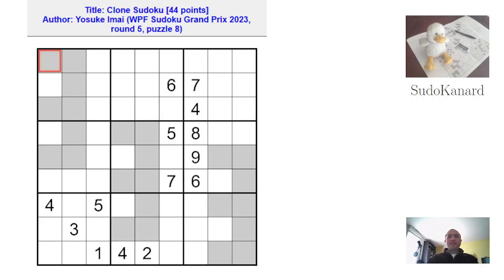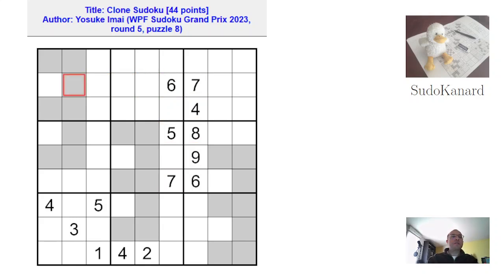We are here to solve this clone Sudoku by Japanese author Yosuke Imai. It's from the recent WPF Sudoku Grand Prix. And there was a visual theme with digit 3, which you can see appears in 3 shaded regions here and in this group of given digits as well.